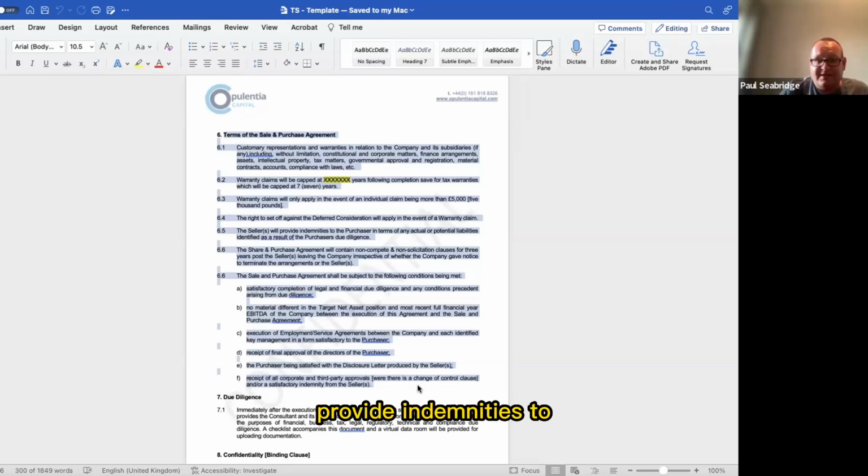The seller will provide indemnities to the purchaser in terms of any actual or potential liabilities identified as a result of the purchaser's due diligence. So that could be maybe they've borrowed some money, maybe they provided personal guarantees. There could be some indemnities required for that.